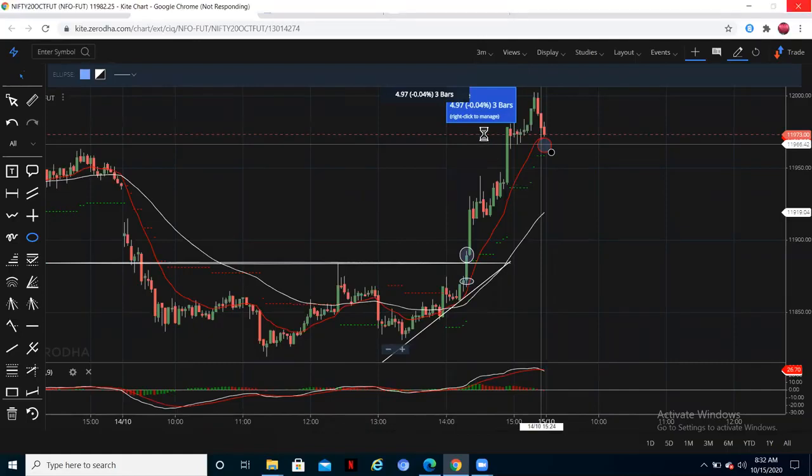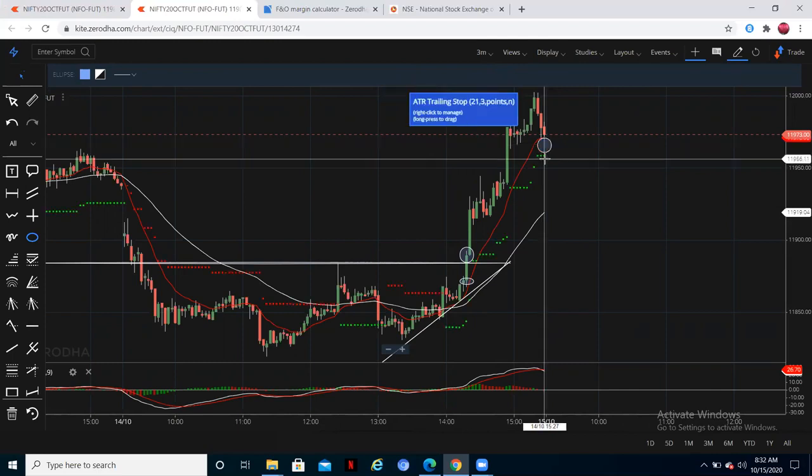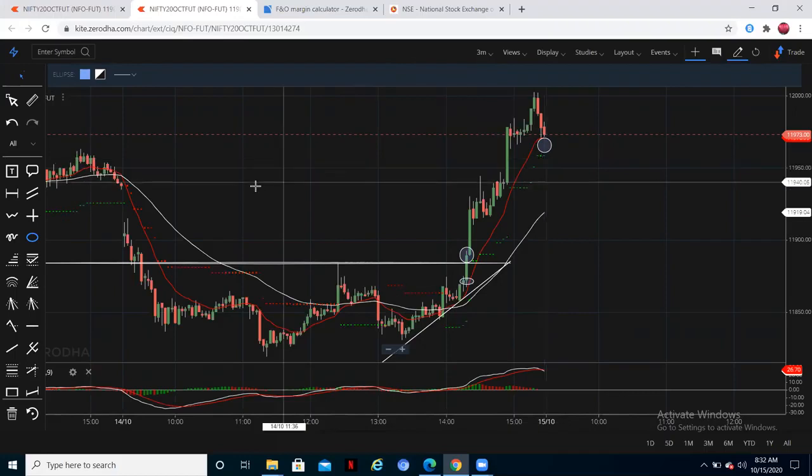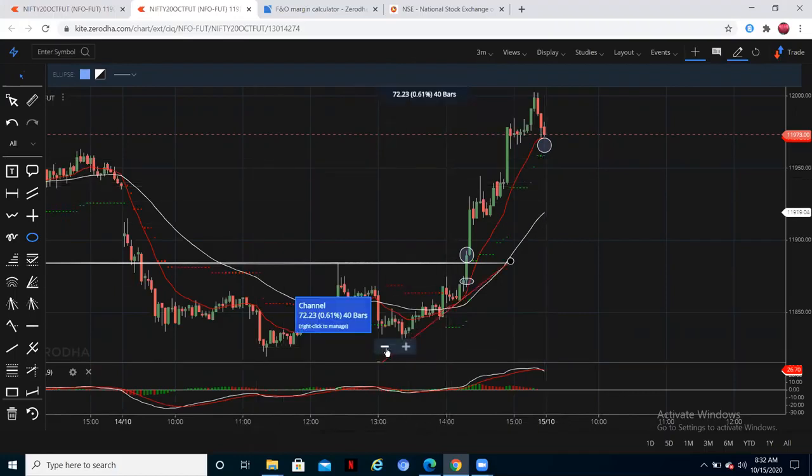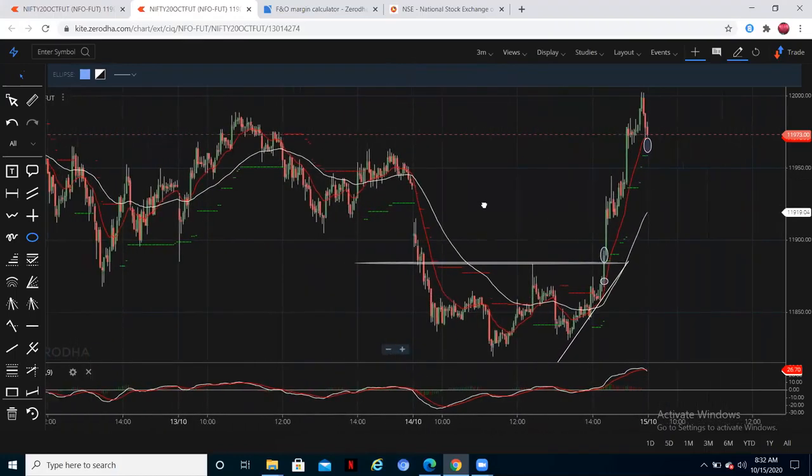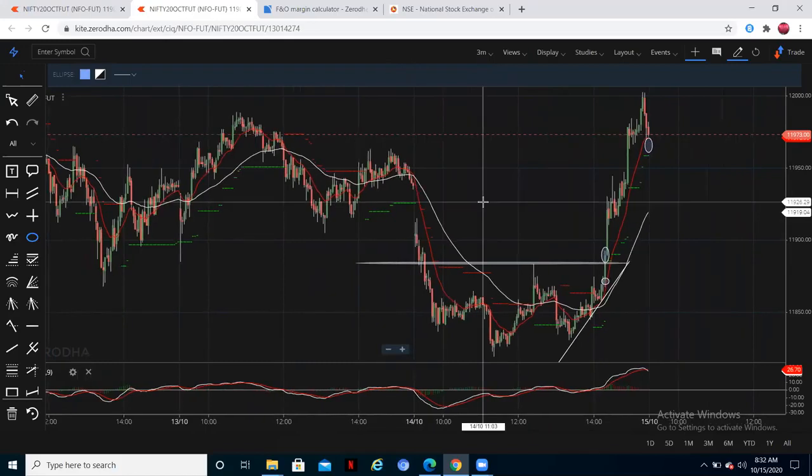Because on the 1 minute time frame, there can be exits a lot of times. The stock or the index may give you an exit so many times. So for that reason, we are using the 3 minute time frame for your exits. So these are the rules for trading in indices.